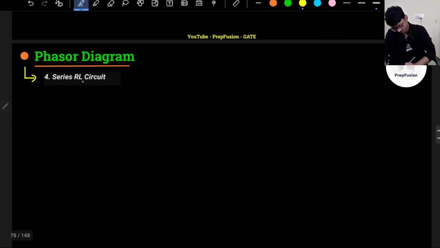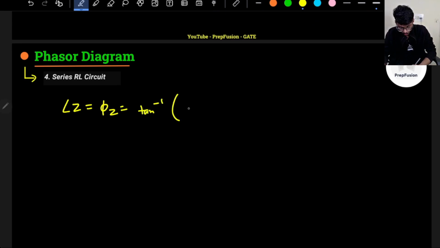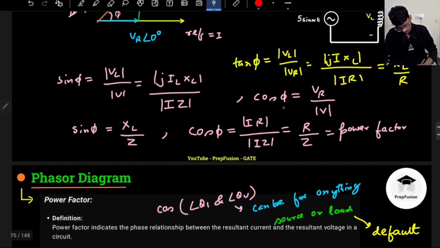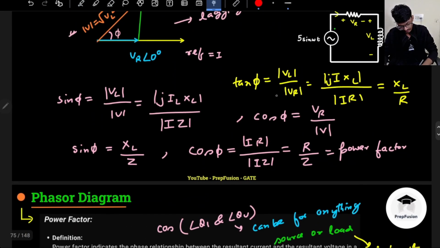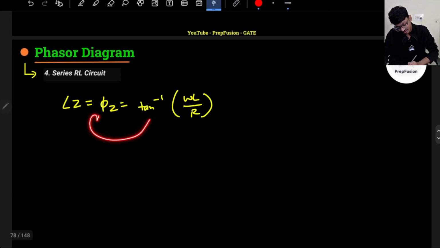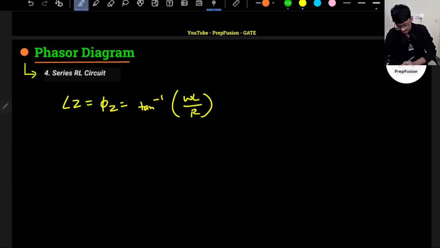So phi z. What is the angle of z? Angle of z is phi z. It can be written as tan inverse of omega L by R, because XL is simply omega L. So your tan phi is equal to XL by R, where XL is omega into L. So tan phi is equal to omega L by R, and tan of phi z is also equal to omega L by R. That means your impedance angle and power factor angle both are the same.